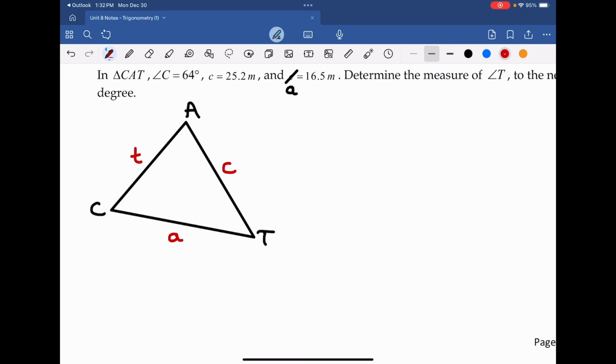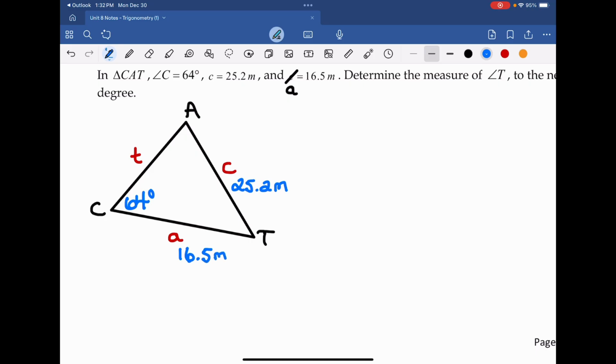Now, let's fill in the angles that we know. For this one, they said that the angle at C was 64 degrees, so I'll fill that piece in here. They also said that our side length C is going to be 25.2, so I'm going to make sure I write that in here, 25.2 meters. I'm going to include the units. And then side length A was 16.5, so I'm also going to fill that in here and include the units.